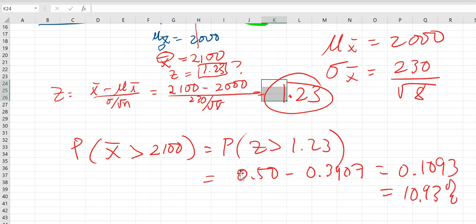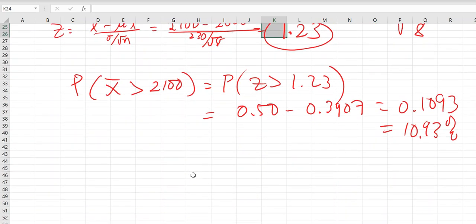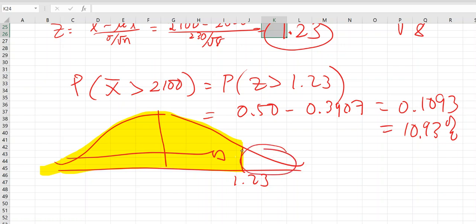We can also use Excel to do this because, let me redraw it for you. 1.23 is there. Excel will give me all of this because that's the nature of the Excel function. It gives you from the left tail all the way up to the z-score you're looking for. And then we have to subtract from 1.